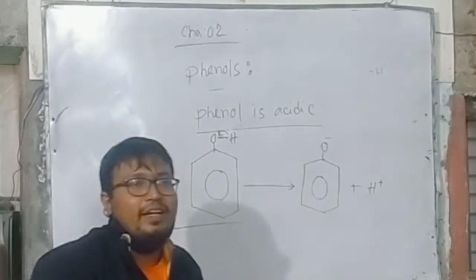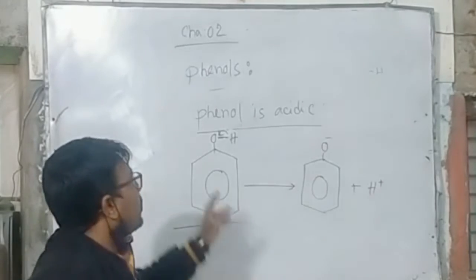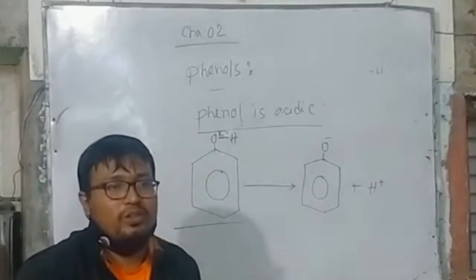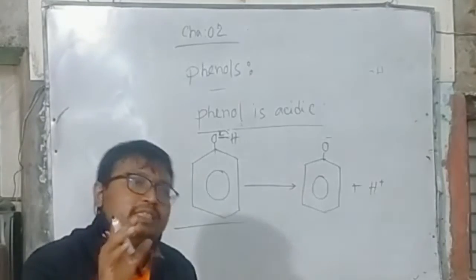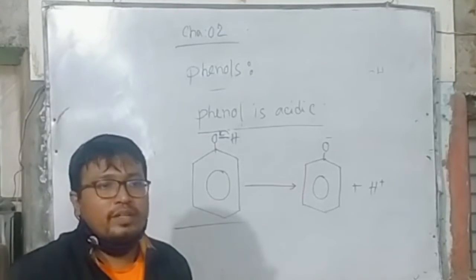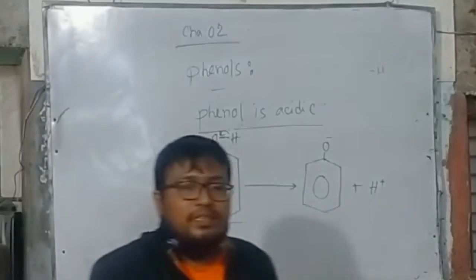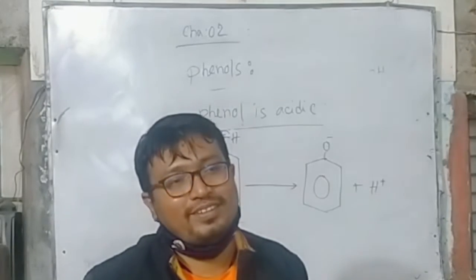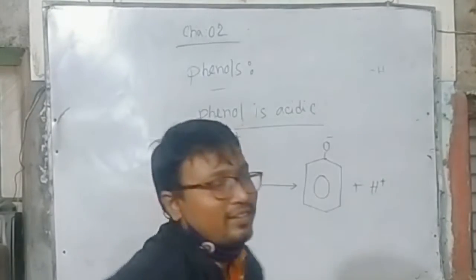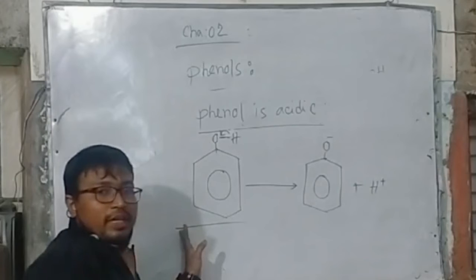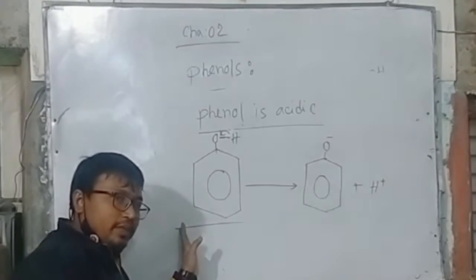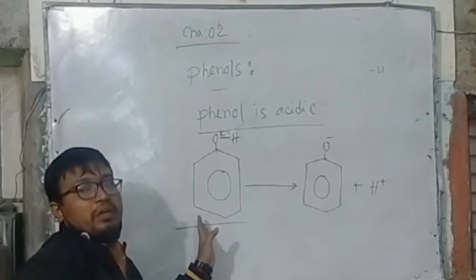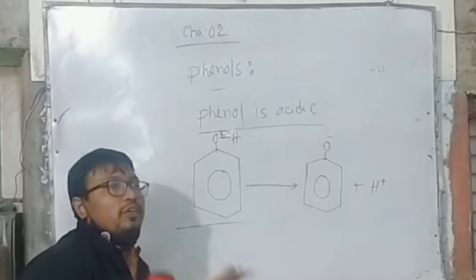Is it clear? Why is phenol acidic? Because phenol gives hydrogen ion as proton. As it is an acid, it reacts with base and produces salt and water. It is a neutralization reaction. Why is phenol acidic? Because phenol can release hydrogen ion as proton.